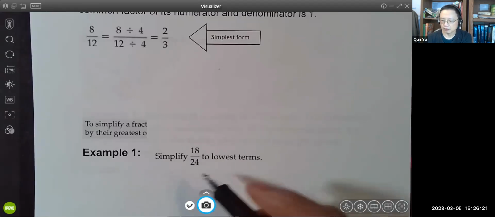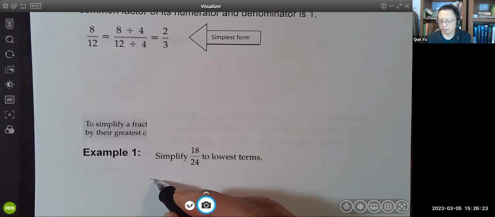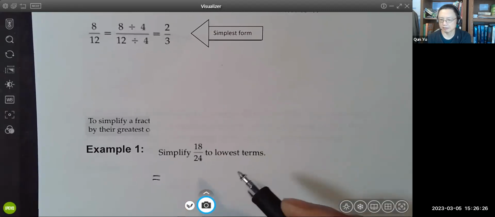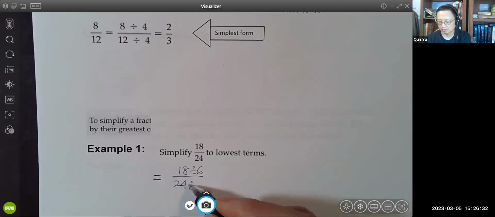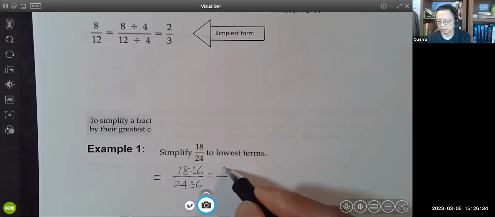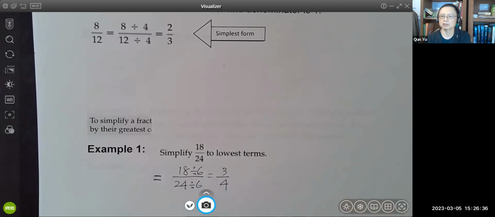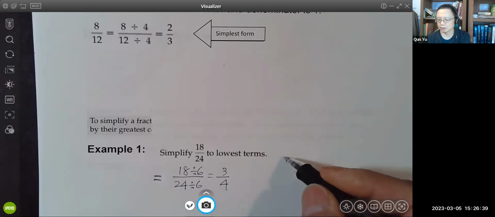Okay. First, if I see the greatest common factor, which is 6, I divide both sides by 6. It's going to be 3, it's going to be 4. So 3/4 is our final answer.